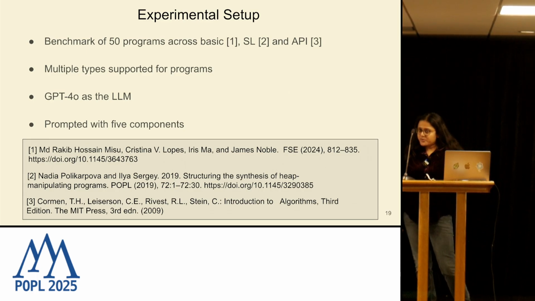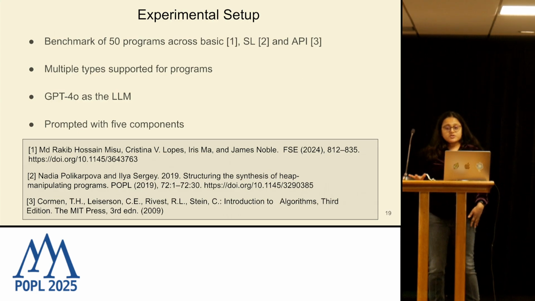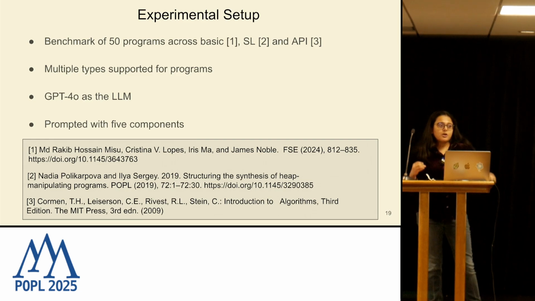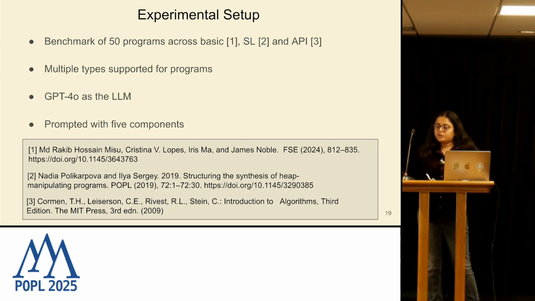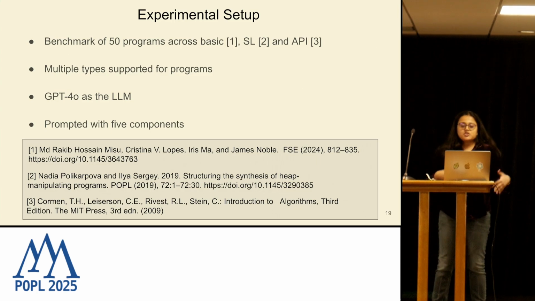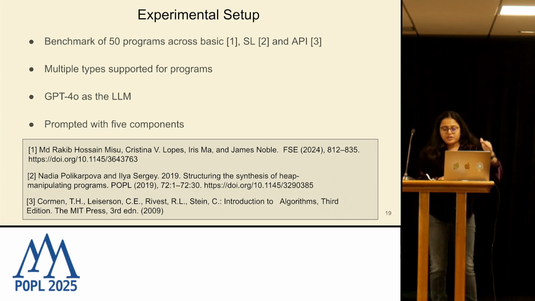We don't propose this benchmark. These are a set of programs that are borrowed from the synthesis community. We do support multiple types for the programs. So all the programs are supported with integer types. We also have support for strings and very limited support for double to automate the proofs. We use GPT-4o as the LLM, and it is prompted with the components as we described, along with the biases.